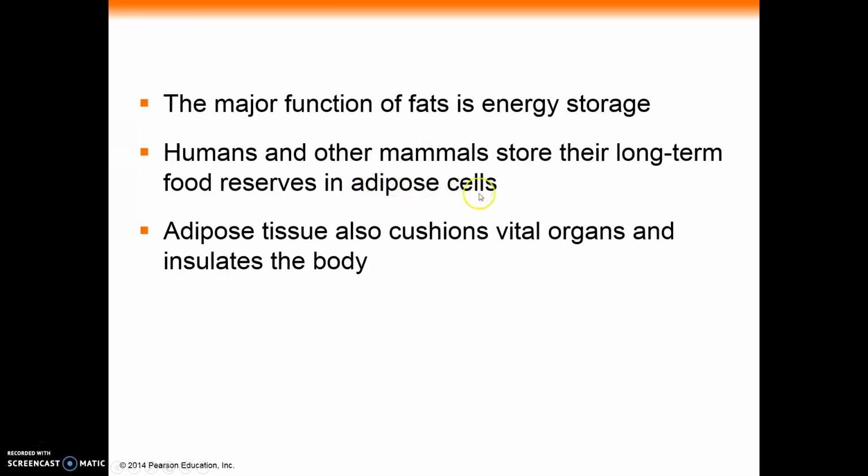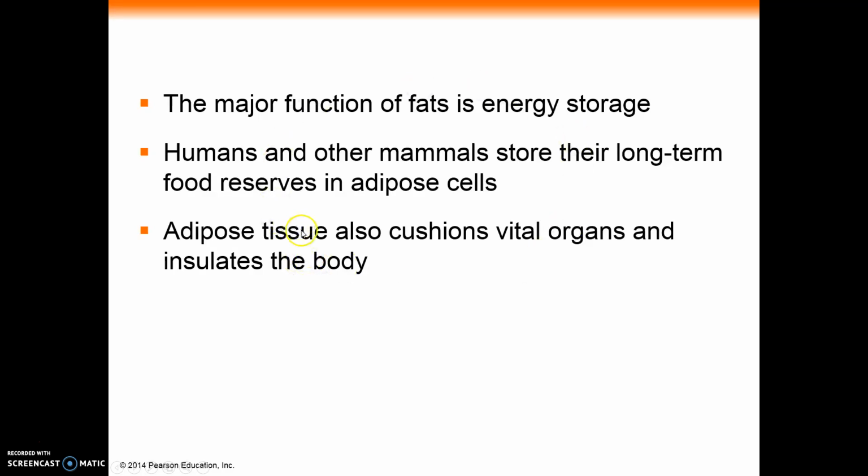We have cells in our body called adipose cells. They are specialized to store triglycerides in little fat droplets, or little lipid droplets, within the cell itself. This adipose tissue also serves other functions. It cushions the vital organs in our gut, and it also acts as an insulator for our body. This is even more true for things like whales or marine mammals that have very thick layers of adipose tissue to insulate them.